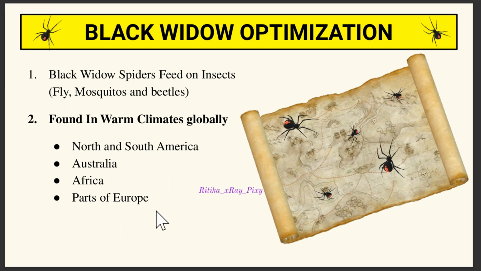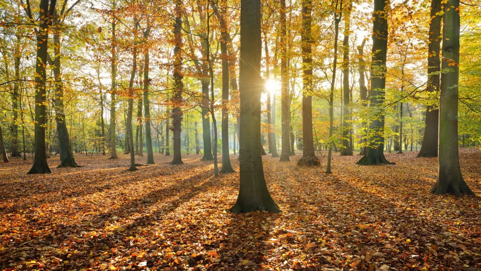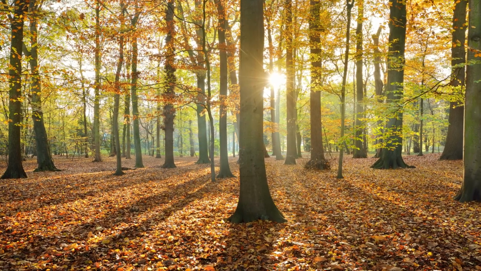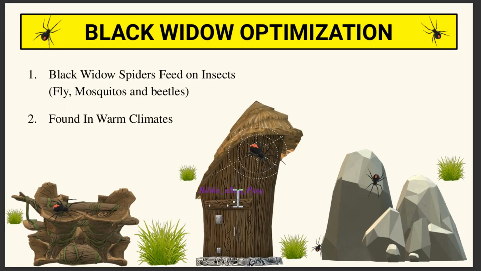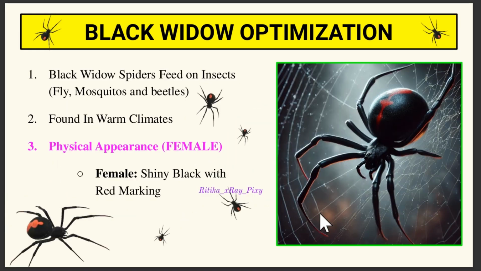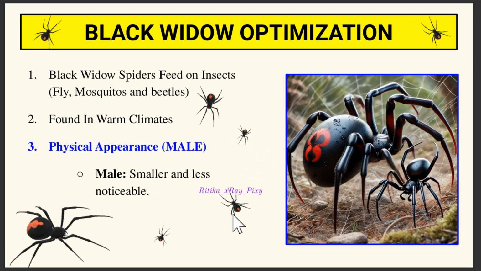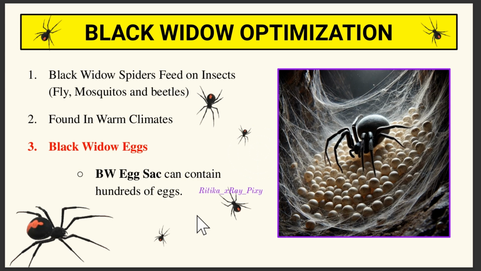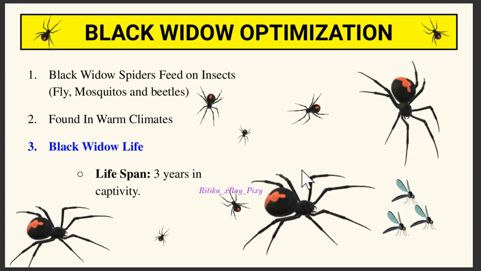Now we will discuss their physical structure. They prefer to live in dark areas like untouched areas of garages, rocks, cracks, or storage areas. Female black widows are shiny black with a visible red hourglass mark. You can see here this eye-catching red hourglass marking. This mark acts as a warning to potential predators. The males are smaller and less noticeable, with a brownish color and lighter markings. A black widow egg sac can contain hundreds of eggs, and they can live up to 3 years in captivity but have a shorter lifetime in the wild.